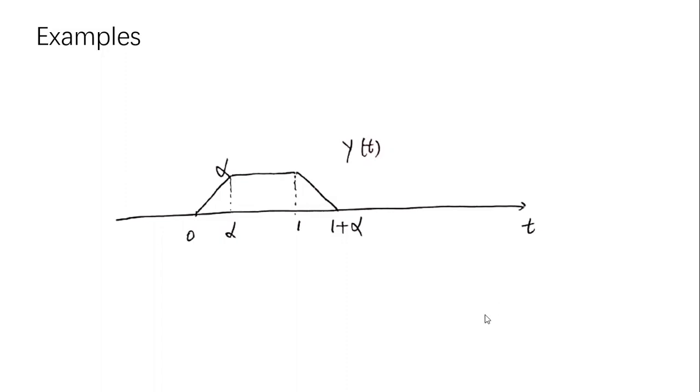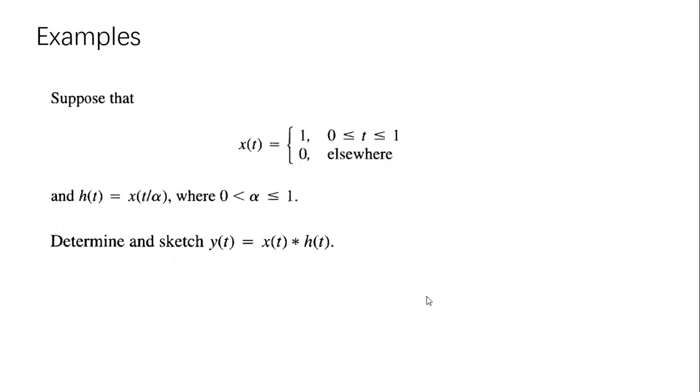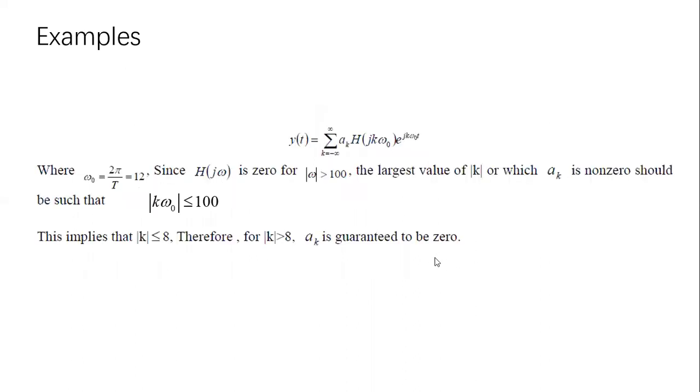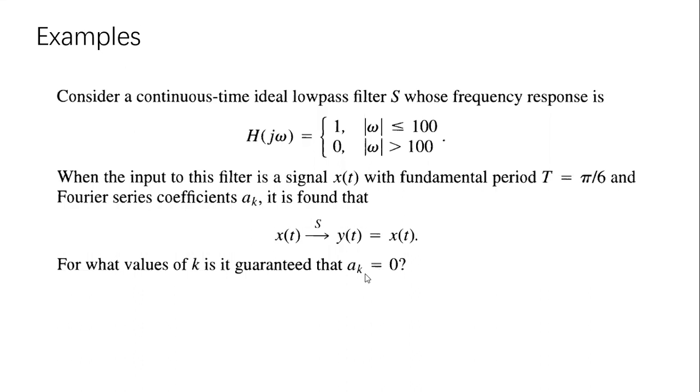I see there's a question in the chat window: the signal must be able to be represented by a finite sum of exponentials. You mean this one? Yes, the final condition is that a_k is equal to zero for the absolute value of k larger than eight. Only when the absolute value of k is smaller than eight does it have a non-zero value. As a result, it is a finite sum of the exponentials.